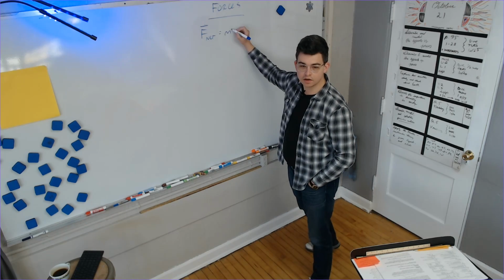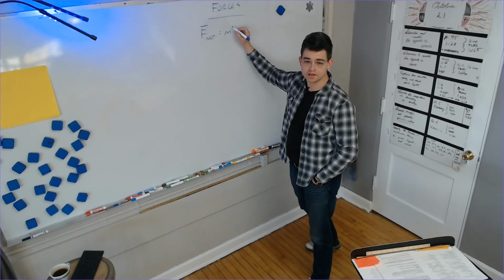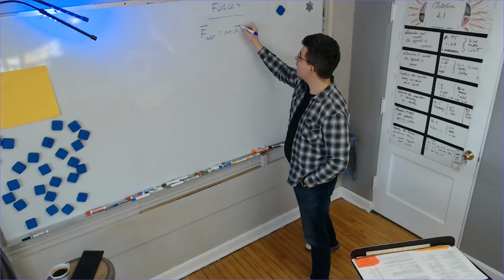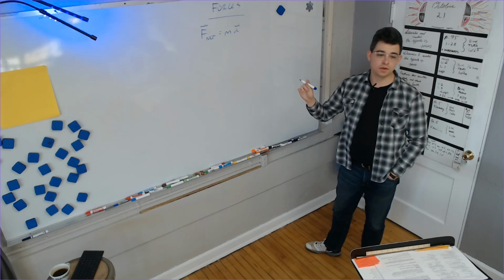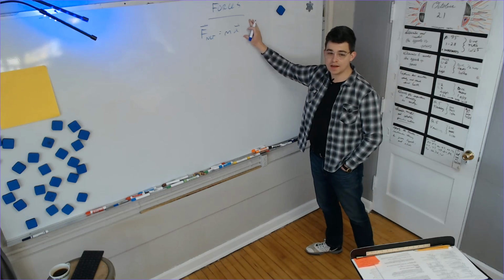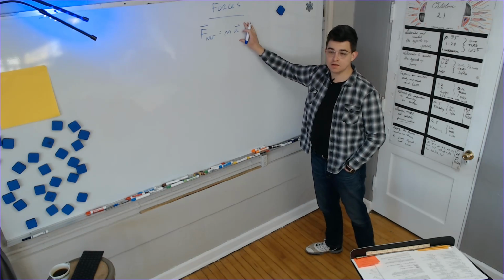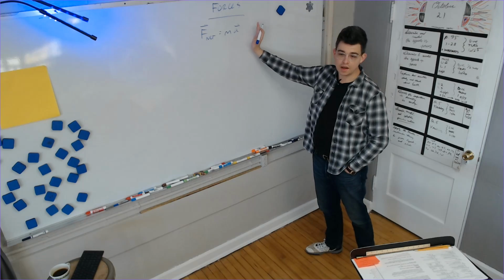Does m get a little arrow over it? No, because it does not have direction. Mass is just mass. Times a with an arrow over it. F net equals ma. Your book expresses that as a equals F net over m. We're going to talk in a second about why that is also true, but this is the equation for force. Rather, it's the equation for net force.